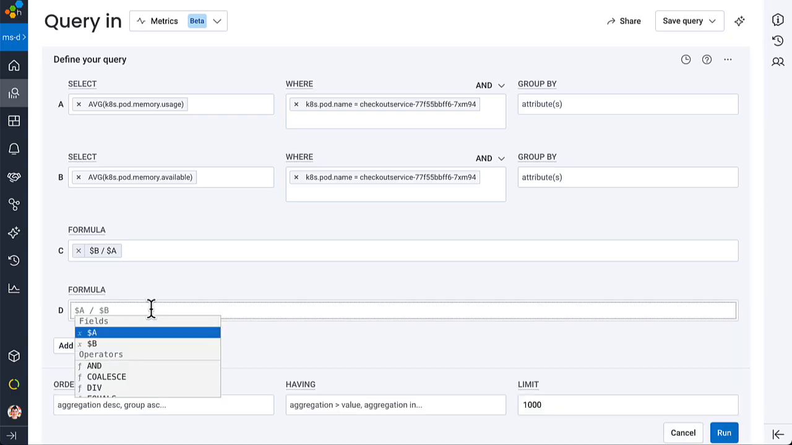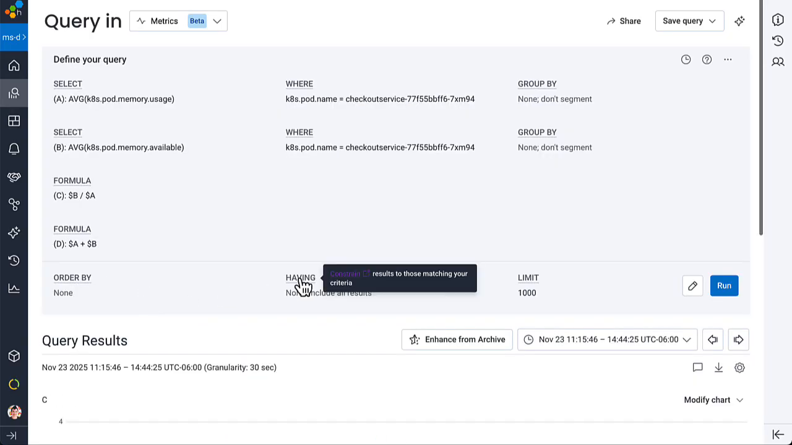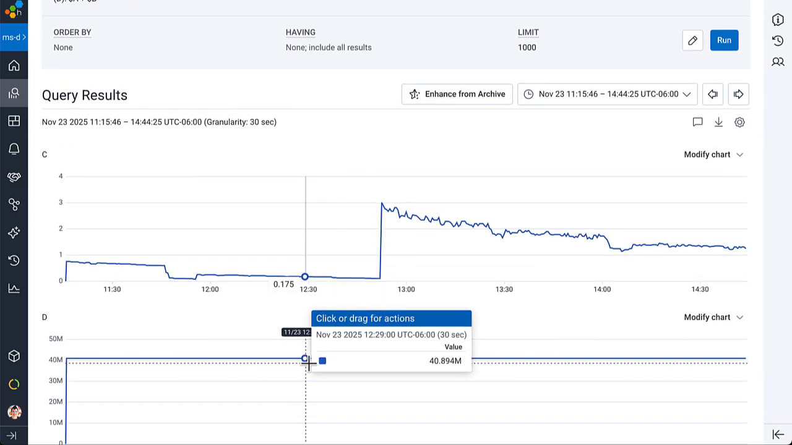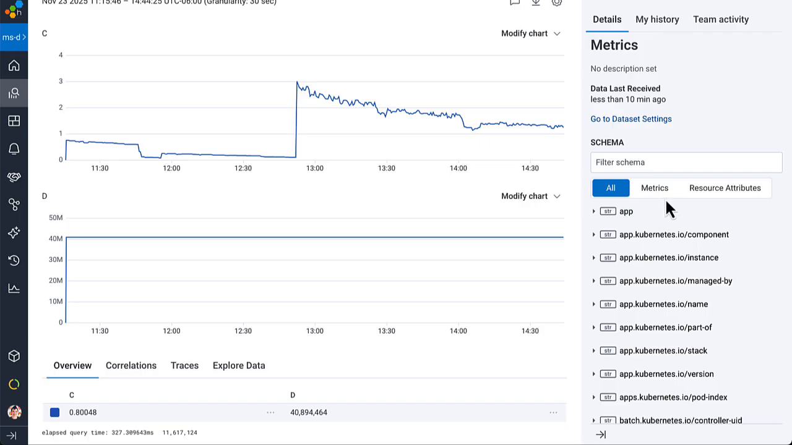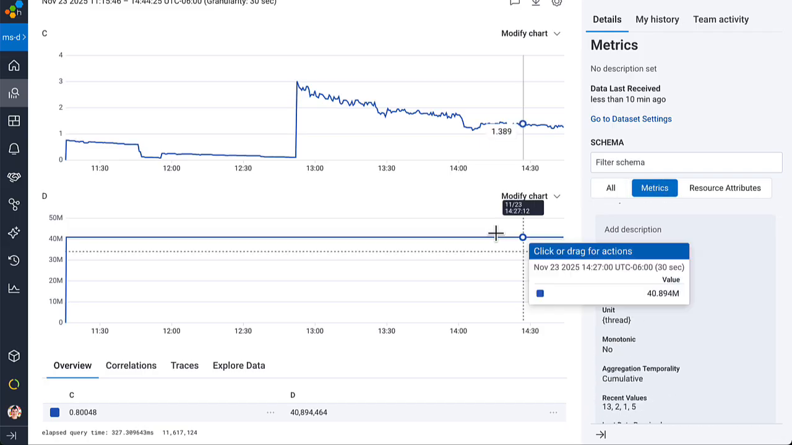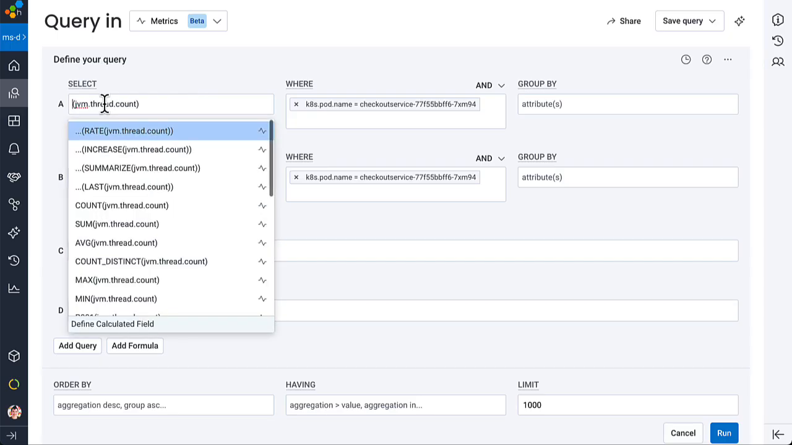While I'm at it, let's add available plus used memory. I expect that to be constant. Sure enough, this gets close to 0, and this is constant. Math works. In Honeycomb, I can see all my time series metrics and what data type they use and the unit and so on. I can graph them with whatever aggregations I need.